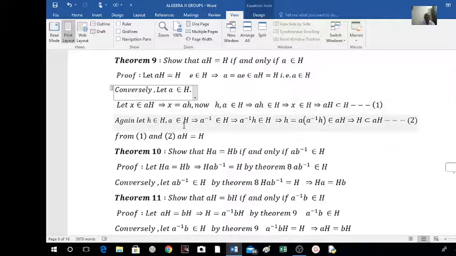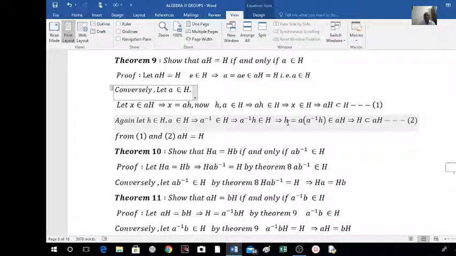Next, again, I will try to show that H is a subset of AH. For that, I will consider an element belonging to H. So let me take small h belongs to H, and it is given that a is an element of H. If a belongs to H and H is a subgroup, therefore a inverse also belongs to H. Therefore, their multiplication also belongs to H because of the closure property. So this implies a inverse h also belongs to H.